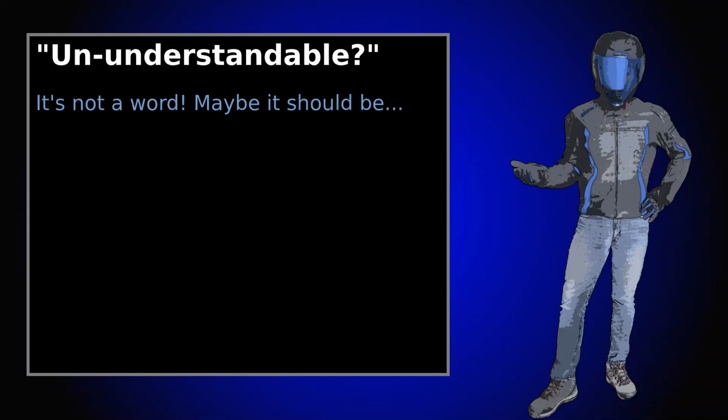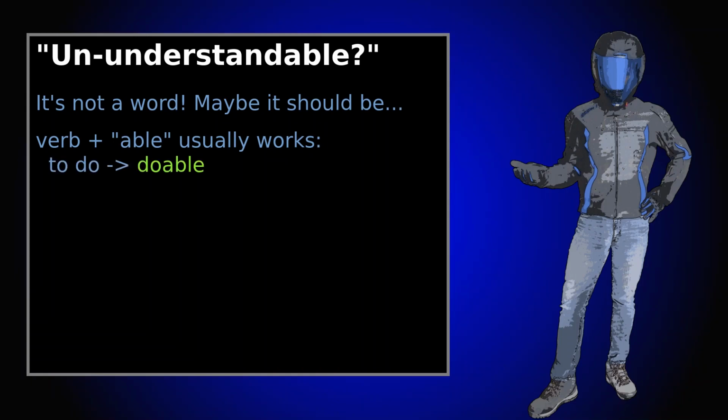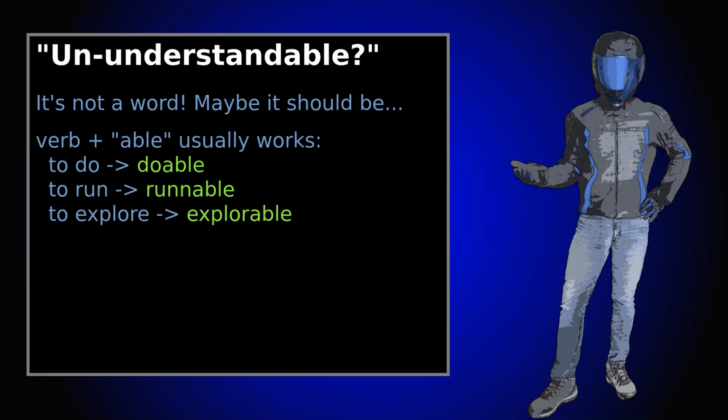Ununderstandable is not a word. It should be, it fits the pattern, but it isn't. Normally, you can take a verb in English and stick the able suffix on the end to indicate that whatever the verb describes is possible. For example, from to do, we get doable. From to run, we get runnable. And from to explore, we get explorable, and so on and so on.